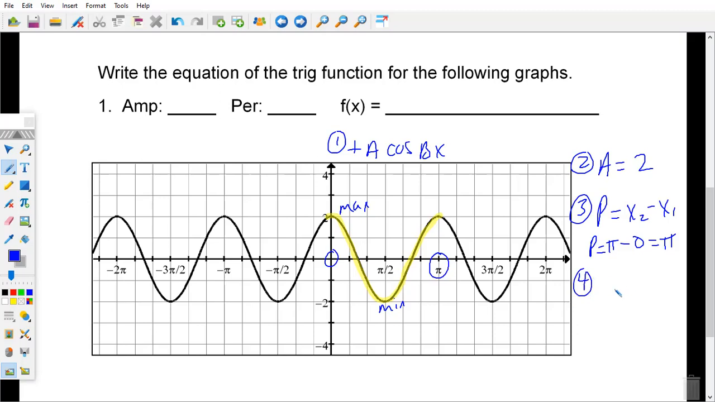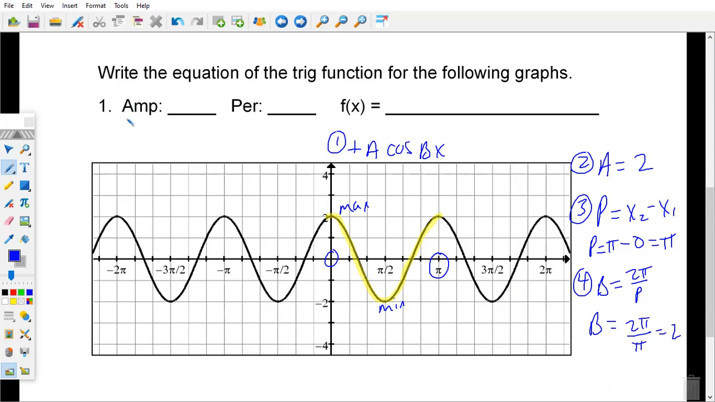Step 4 is to find your B. Remember, your B equals 2 pi divided by your period. So for this, our B equals 2 pi divided by pi, which is 2. And now I have all of my attributes that I need.